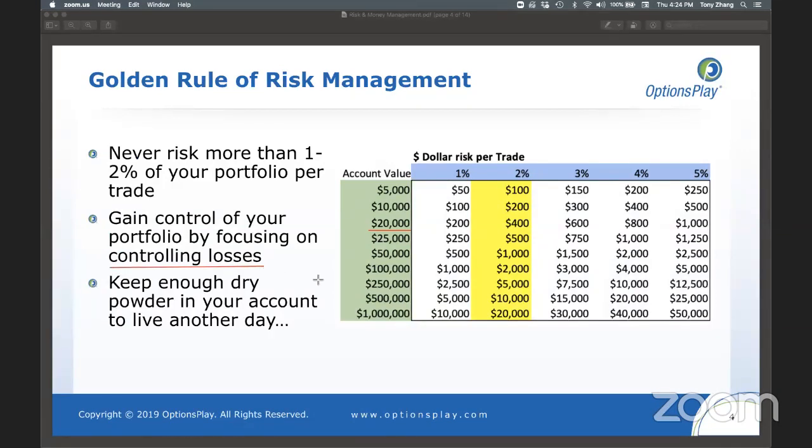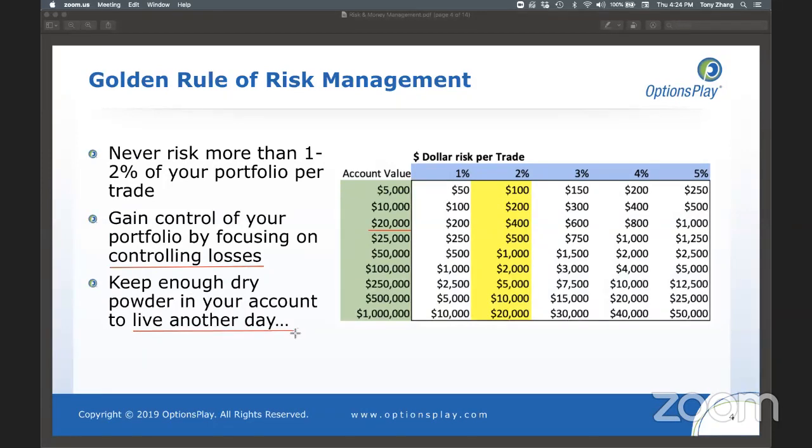Because as I'm going to explain to you over the next few slides, everyone is always concerned about how much money can I make. A lot of times we don't think about how much money can I lose, but that's really what's at risk here, because once you lose everything in your portfolio, you have no more money to even try to make any returns. So the most important thing to do is to make sure that you keep enough dry powder in your account to trade another day.